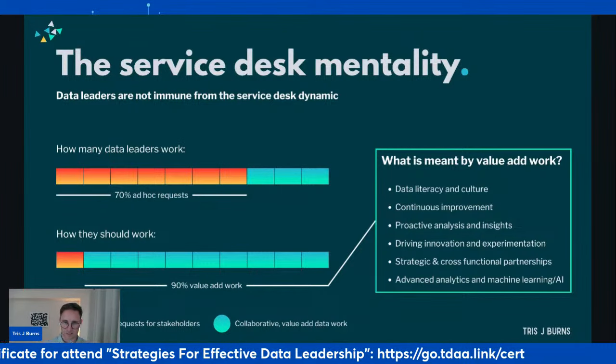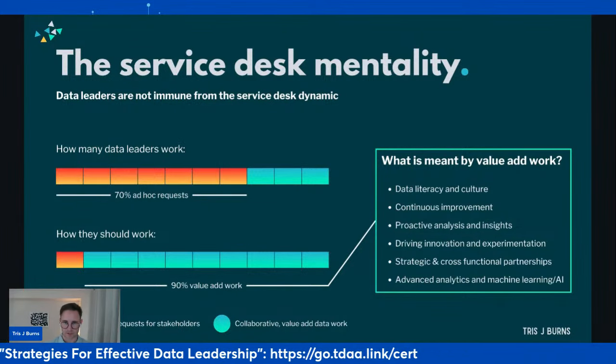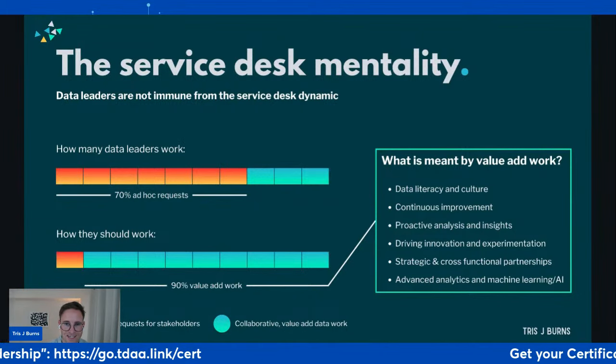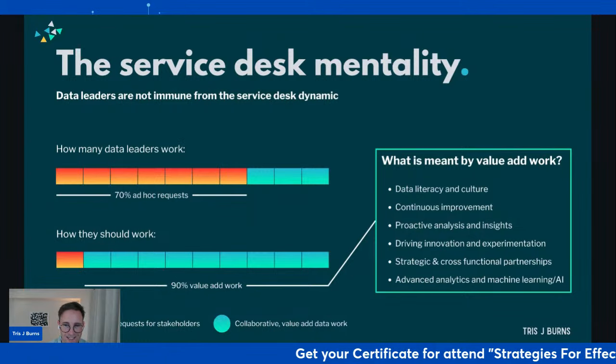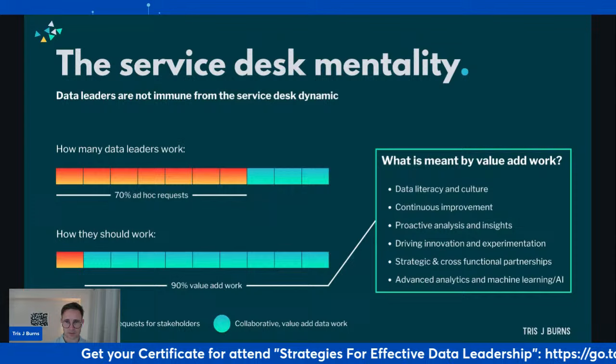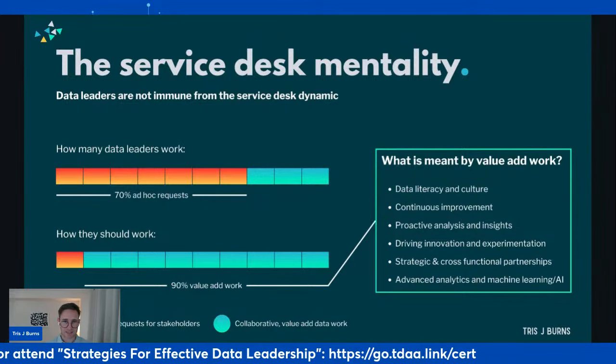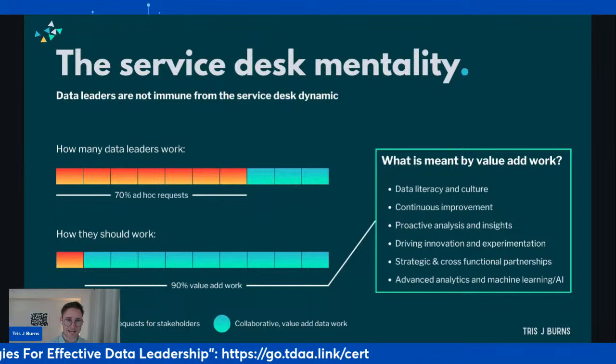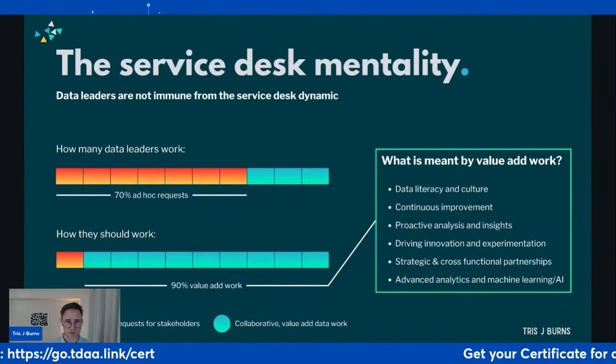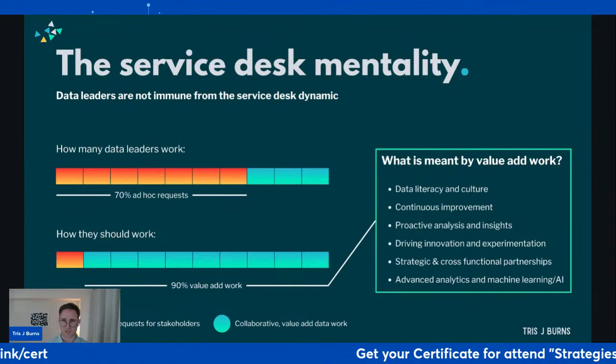Data literacy and culture, for example, continuous improvements throughout the organization, proactive analysis and insights, driving innovation and experimentation, strategic and cross-functional partnerships, advanced analytics and machine learning and AI, many, many more things. Actually, what I didn't include here, which I should have, is team development and management. That is an investment in our people. It's an investment in the future of the organization. Yet we get very little time to do that when we're constantly just answering questions that come back from the business.